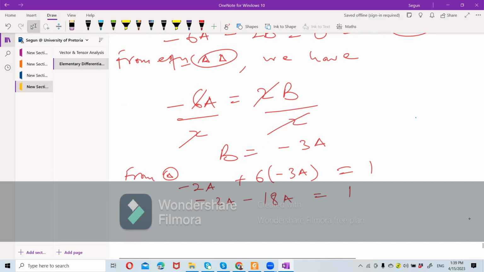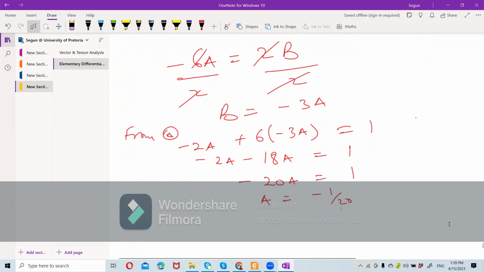We can now get a. Minus 20a equals to 1. If you divide both sides by 20, what do you have? You have a to be equals to minus 1 over 20. Any question? No questions, sir. So we can go ahead and get our b.